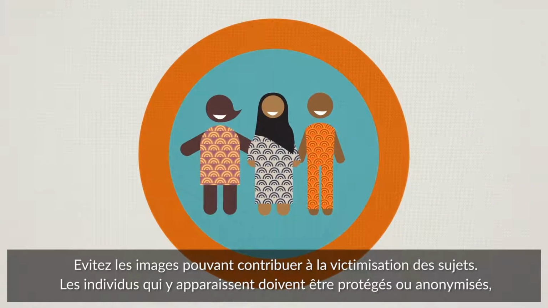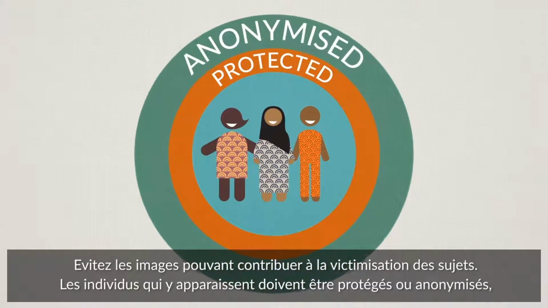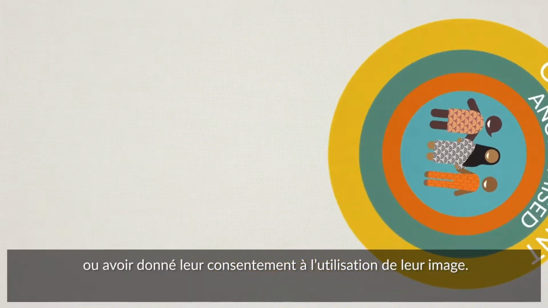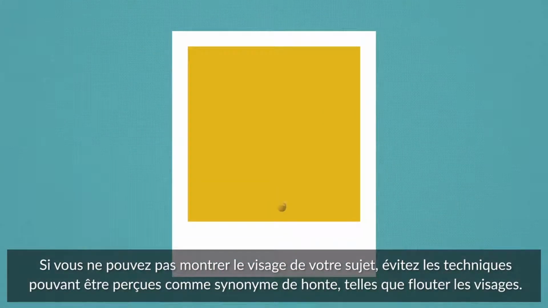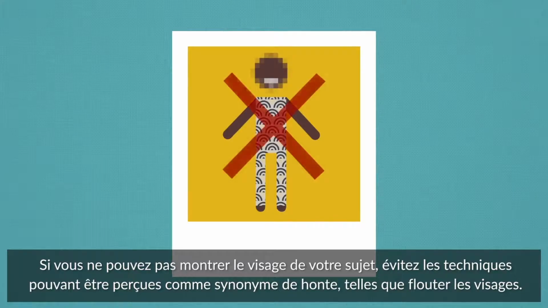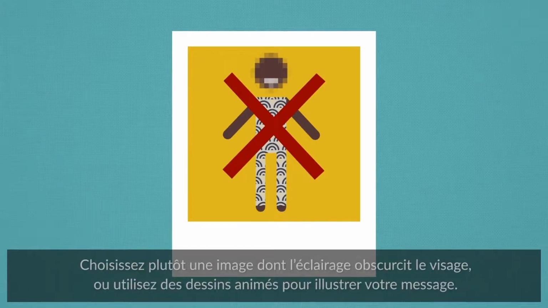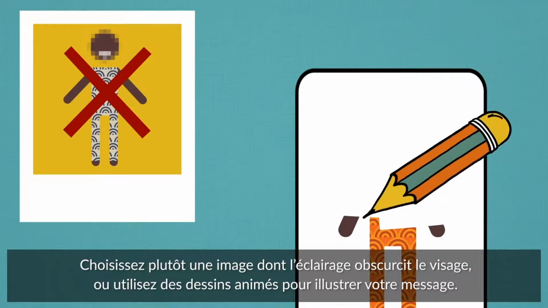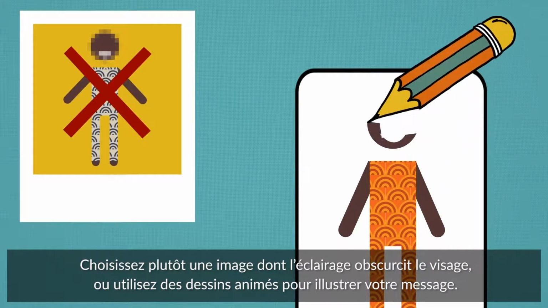Avoid images that could contribute to the victimization of the subjects. Individuals who appear in your images should be protected or anonymized or have given their consent to be featured. If you cannot show your subject's face, avoid using techniques like blurring their face in the image, as this can imply shame. Instead, use an image that obscures their identity, or use cartoons to portray your message.